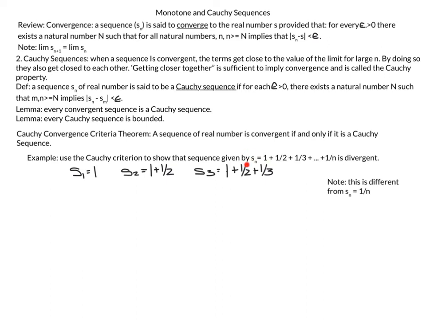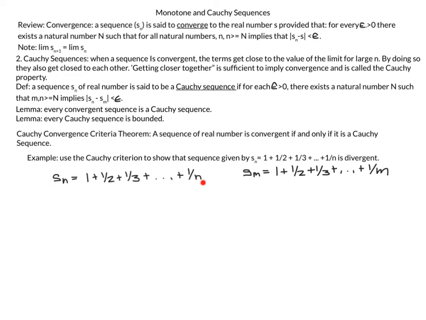And note that this Sn is different from the Sn equal to 1 over n, because this is the sum of all these terms, whereas that Sn is just equal to 1 over n. I did plot that for you and talk about how it was a Cauchy sequence and also converges to 0. Whereas this sequence we're working on now is divergent and also not Cauchy.